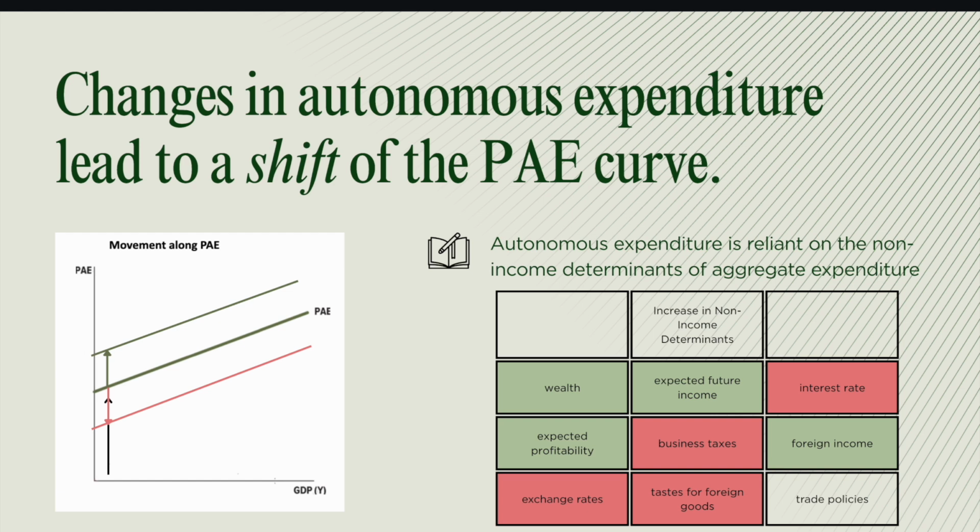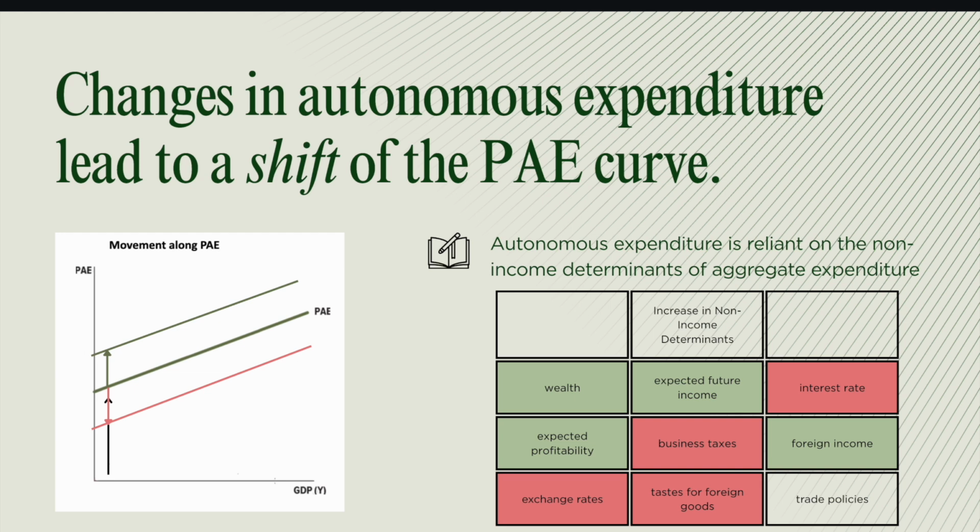If business taxes go up, businesses will obviously be less inclined to invest, and so aggregate expenditure will decrease, leading to a downward shift of the pay curve. If taste for foreign goods increases, then consumers will buy more goods to be imported into the country. And since net exports is equal to exports minus imports, net exports will decrease and the pay curve will shift downward. Lastly, if exchange rates increase, then the US dollar has appreciated, making domestic goods more expensive to the foreign consumer. As a result, exports will decline, aggregate expenditure will decrease, and the pay curve will shift downward.